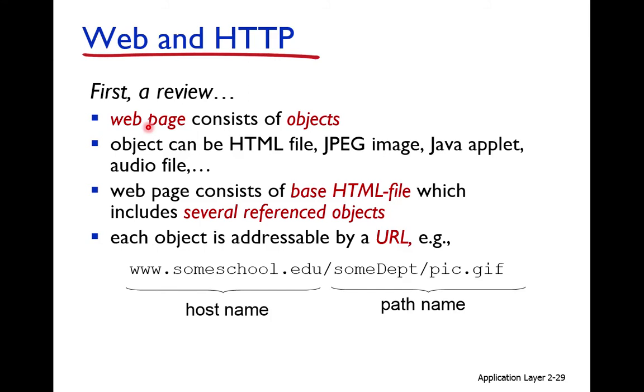So a web page consists of objects. In a web page there is a base HTML file where other objects are referred, and each object is identified by a URL. The URL has two parts: the host name, the machine where the object is stored, and the path, in which folder on that machine the object is stored.